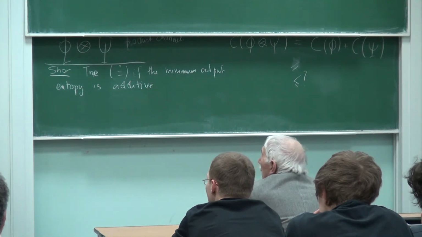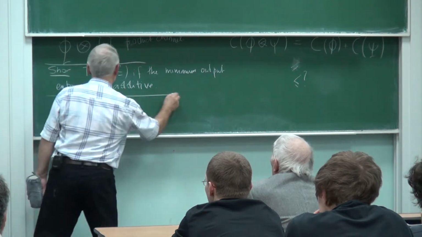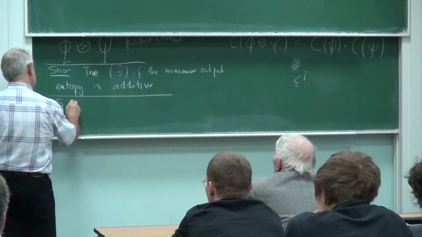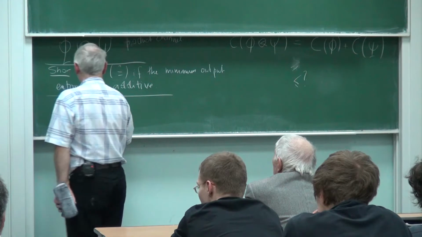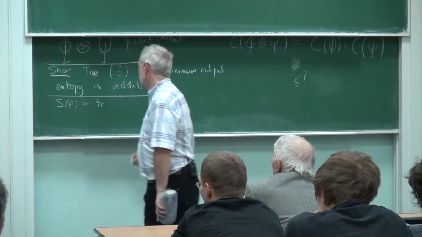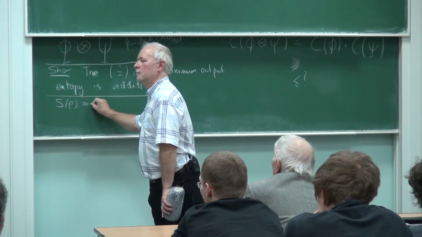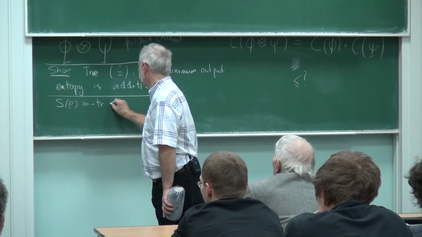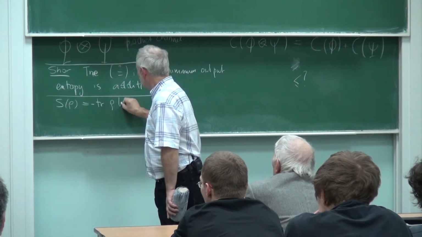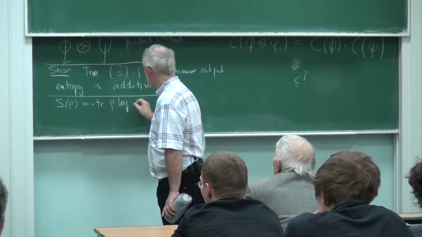Okay, let's just say. So first I have to define entropy. S of rho is minus the trace of rho natural log rho, or maybe log to the base of 2.